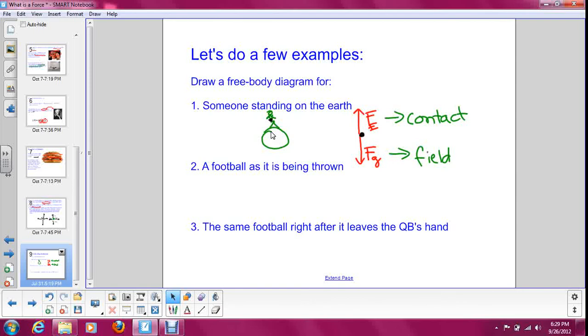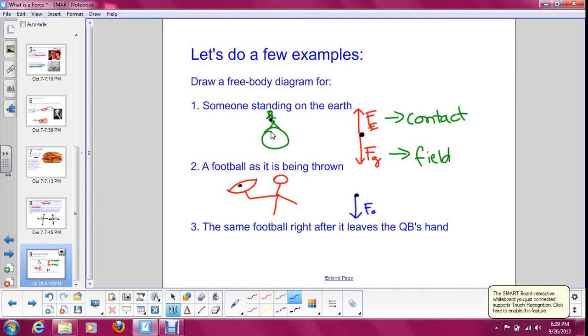Number 2, draw a free body diagram for a football as it's being thrown. So we have our little oddly shaped football here, and an arm with someone holding it, and this person is just about to throw it. So we represent our football, our object, as a dot, and we want to add our forces being applied. A force that always acts on things when we're on Earth, in Earth's atmosphere, is gravity. So even though this ball is being held up by this person, it is still being pulled down by gravity. So we have the force of gravity.